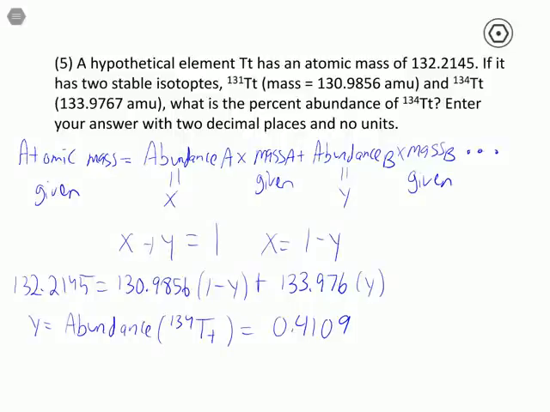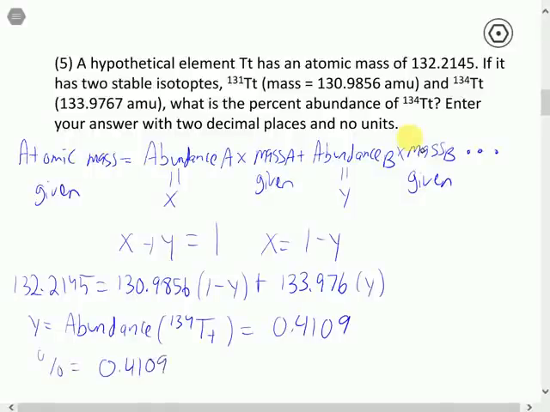That's a very common mistake people make, which is to report a fraction when we ask for a percent or vice versa. So don't fall into that trap. So the percent is just that number times 100, which is 41.09%.